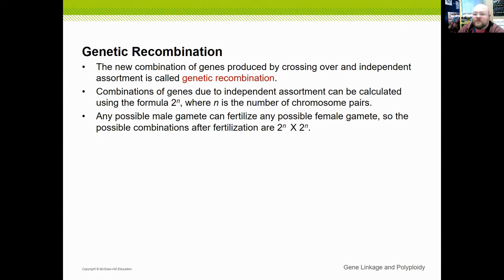Humans have 23 pairs of chromosomes, so 46 chromosomes. A male gamete gives 23 and a female gamete gives 23. So in humans, that would be 2 to the 23rd power times 2 to the 23rd power to get all possible combinations after fertilization in a human. It's a very large number.